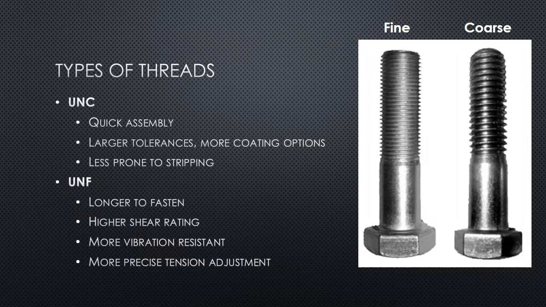The two most common types of threads are UNC and UNF, which stand for Unified National Coarse and Fine. Coarse threads are easier to assemble and they're less prone to stripping than fine threads, but they do have larger tolerances and you don't have quite the fine adjustment that you get with a fine thread. With a fine thread, however, they do take longer to fasten because you have to turn them more, but they are more vibration resistant and typically withstand higher loads and shear.